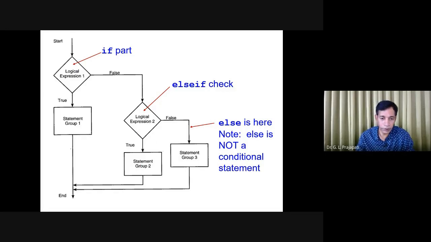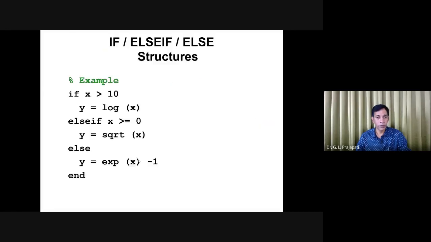And if this is true, then you are going to execute group 2. That's all. So at any time, you are able to execute only one group of statements, either group 1 or group 2 or group 3, just like mutually exclusive. So at one point, depending on the condition, you will be able to execute only one group of statements out of these. Now this is the example you have.